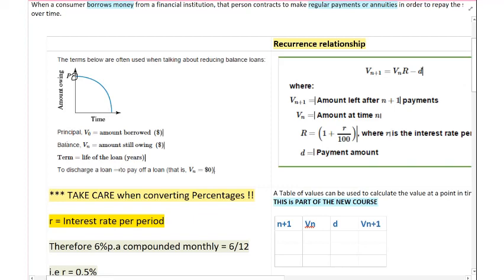So you've got your principal, which is your V0. That's how much money you've borrowed, and the balance is how much you owe. That's your VN. So if you think back to when we did recurrence stuff, the V0 is basically your previous term, and your VN is your next term. The term is the life of the loan in years, and to discharge a loan means you've paid it off. That means your VN is now 0. So if it asks how long it's taken to pay off or discharge your loan, it means when VN equals 0. Okay.